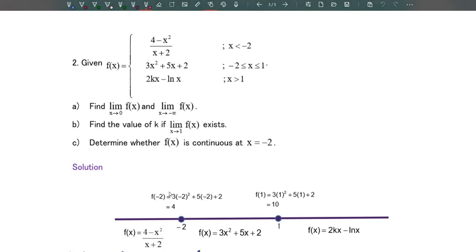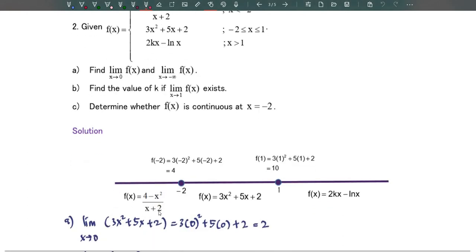The function for x less than negative 2, as you can see, I wrote on the left side of negative 2. And the function in between negative 2 and 1 is written in between them. And the function for x greater than 1 is on the right side of 1. The values that I calculated on top of the points are the values of the function at those points. For example, this one is f(negative 2) and this one is f(1).